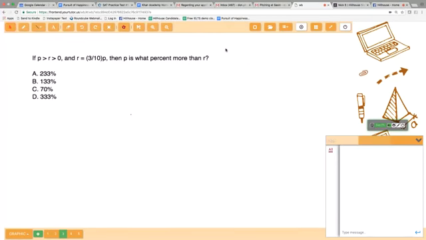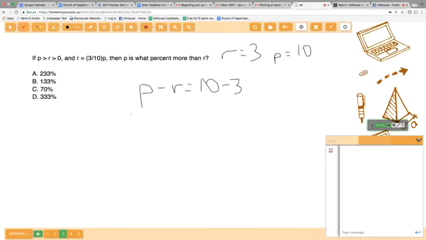are R equals 3, and P equals 10. So find the difference between P and R. That's just another way of saying what's P minus R. And so 10 minus 3 is 7. But you've got a little bit more work to do because you've got to figure out P is what percent more than R.